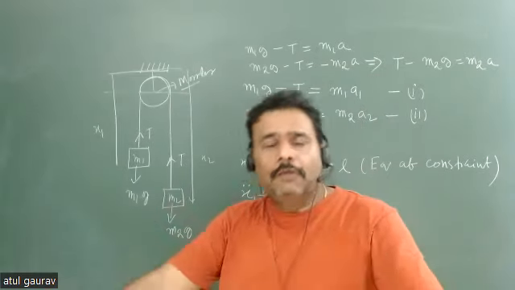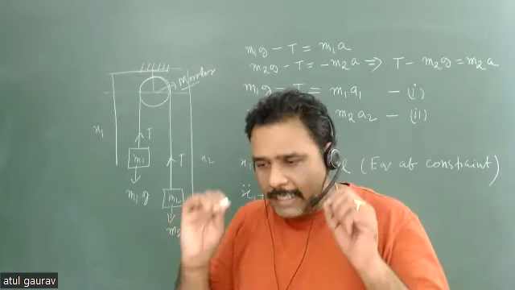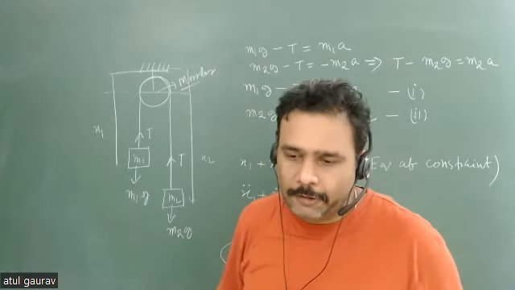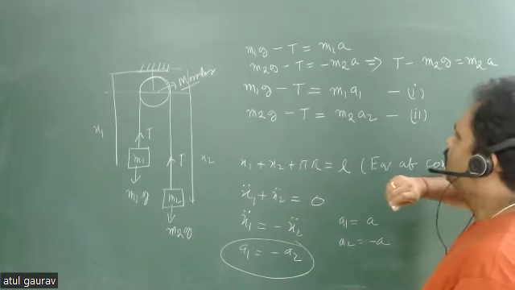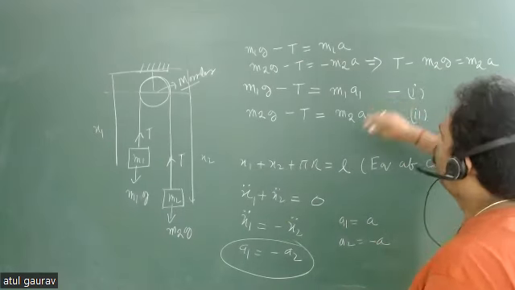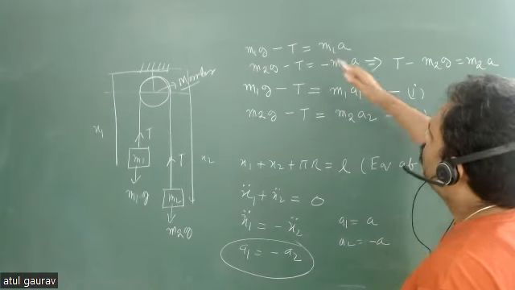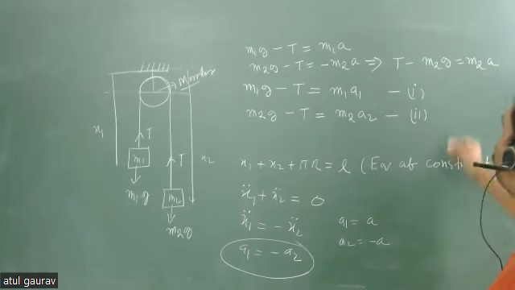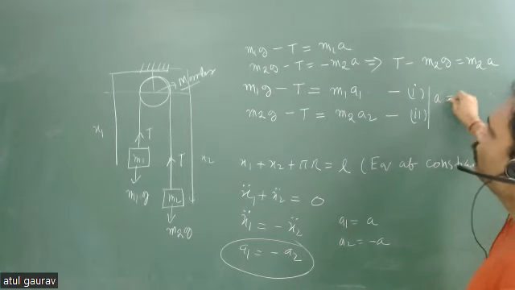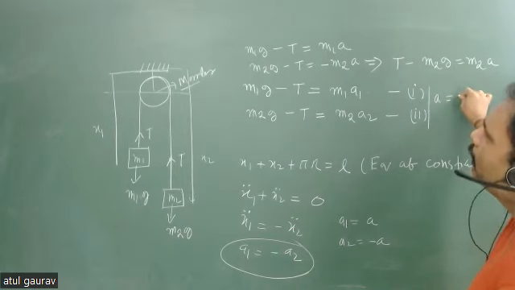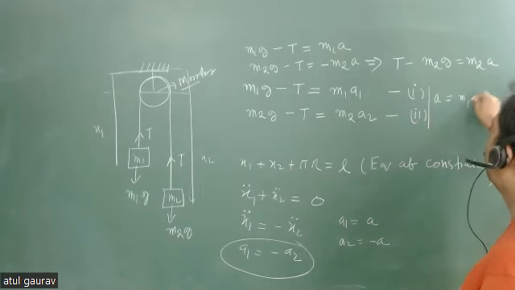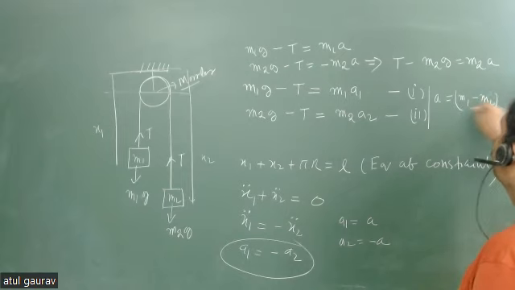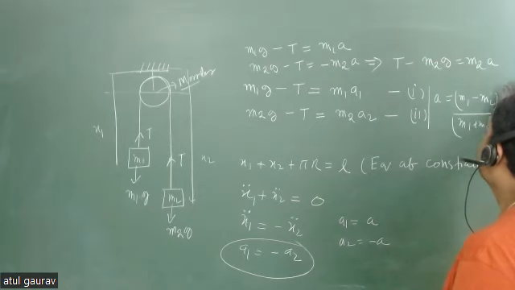But suppose I don't know anything, how will mathematics tell the story? This is very important, and this is why we can use this type of constraint. Once you have it, you can add the equations, and what will you get? Your acceleration A is equal to (M1 minus M2) by (M1 plus M2) into G.